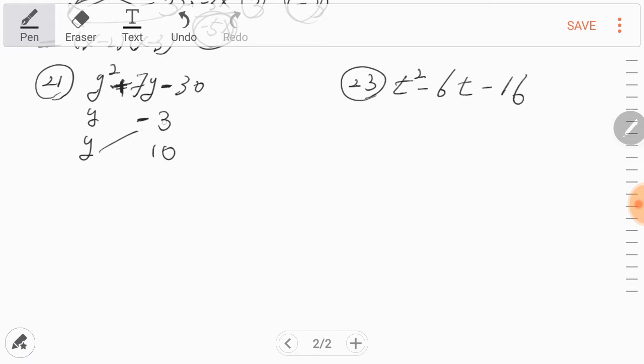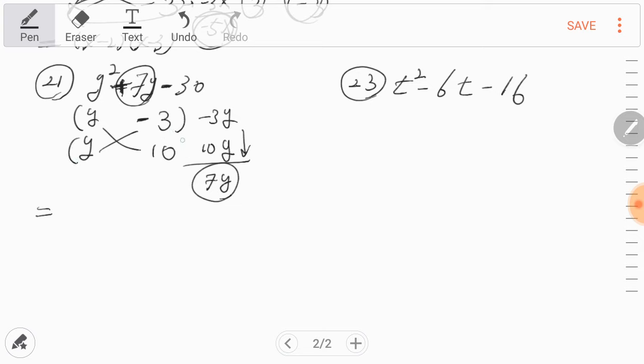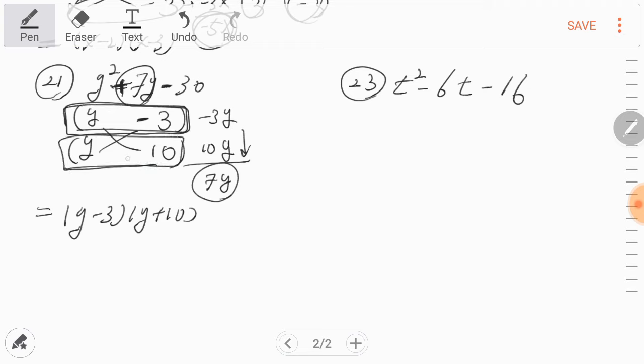The product of y times negative 3 is negative 3y. y times 10 is 10y. And the sum is positive 7y. So this is the same as the second term. So the result will be the product of these two binomial factors: y minus 3 times y plus 10. Always the first line and the second line are the factors. Don't make it diagonally.